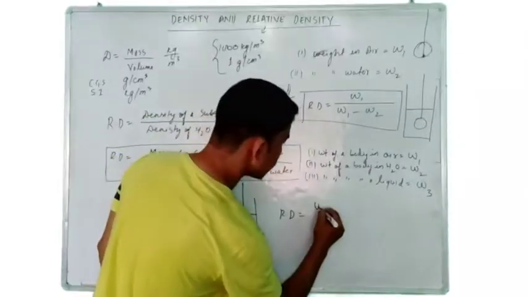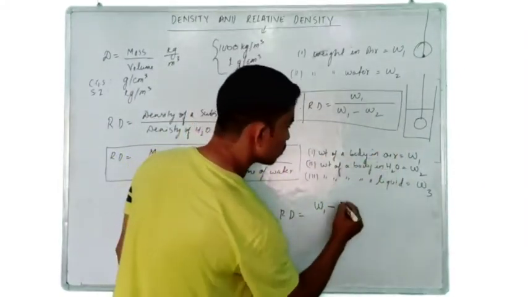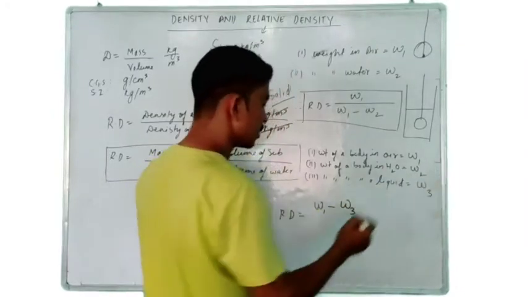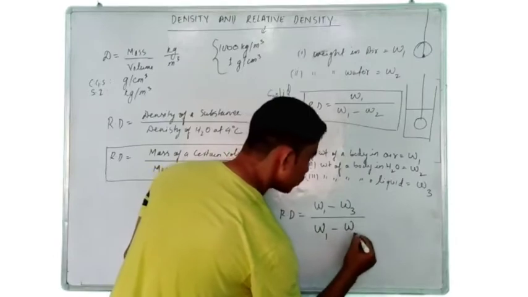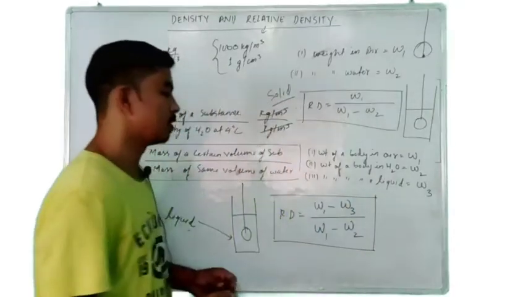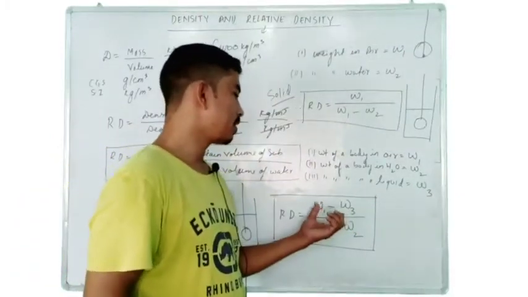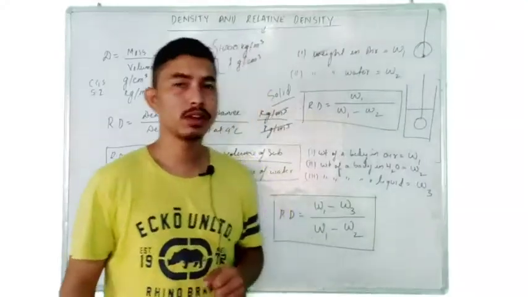Now to find the relative density of the liquid, we use the formula: W1, the weight of the body in air, minus W3, the weight of the body in the given liquid, divided by W1 minus W2. This is how we find the relative density of a given liquid. It is just like saying the upthrust in the given liquid divided by the upthrust in water.